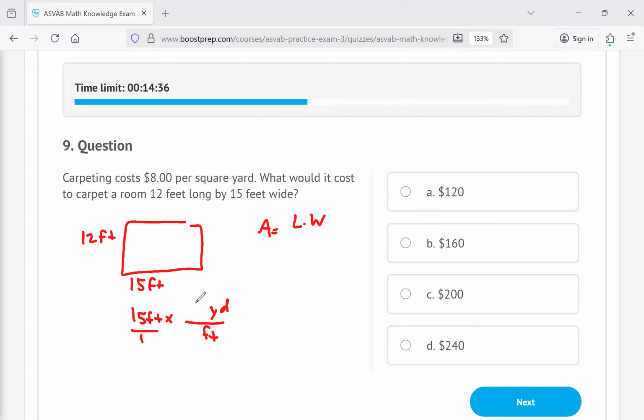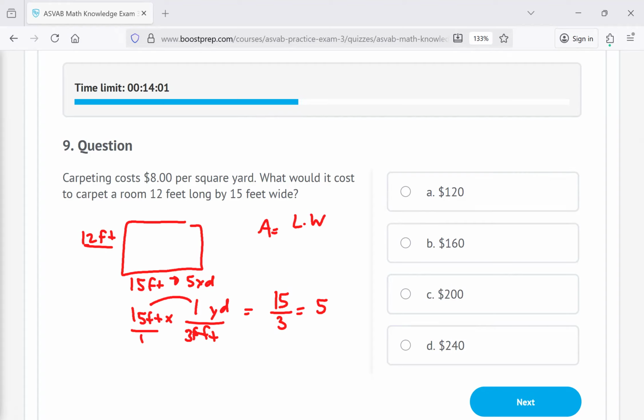So what is the relationship between yard and feet? Oh, we know that 1 yard is 3 feet. That's something you need to know. For 1 yard, there's exactly 3 feet. And when you're multiplying fractions, you multiply across. So 15 times 1 is 15, and 1 times 3 is 3. So 15 divided by 3 is 5. So this is really 5 yards.